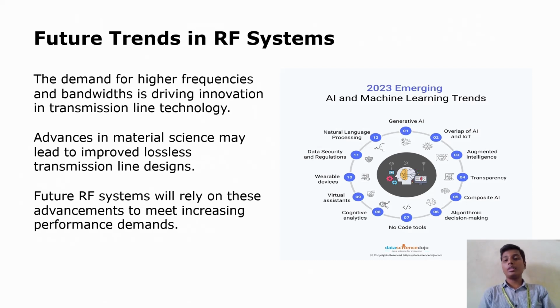In the year 2023, emerging AI and machine learning tools: first, generative AI; second, overlap of AI and IoT; third, augmented intelligence; fourth, transparency; fifth, composite AI; sixth, algorithmic decision making; seventh, no code tools; eighth, cognitive analytics; ninth, virtual assistants; tenth, wearable devices; eleventh, data security and regulations; twelfth, natural language processing.